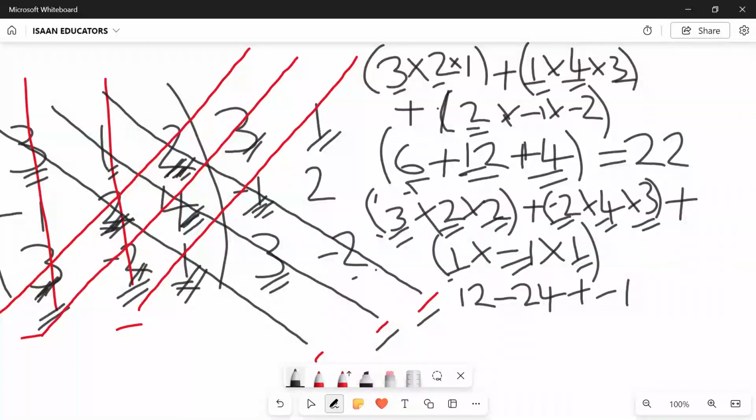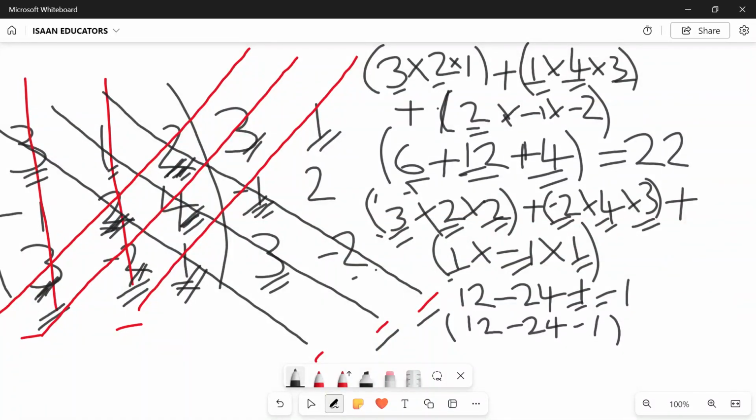So we are going to rewrite it now. It is 12 minus 24. When you multiply a positive with a negative, the sign will be negative. So it will be -1. And then you are going now to do it practically. So 12, you subtract 24. That will give you -12.